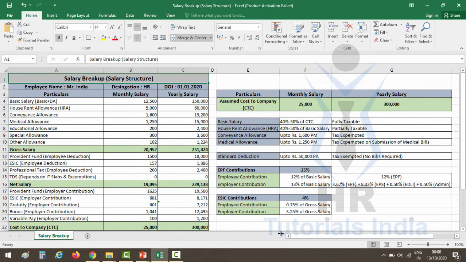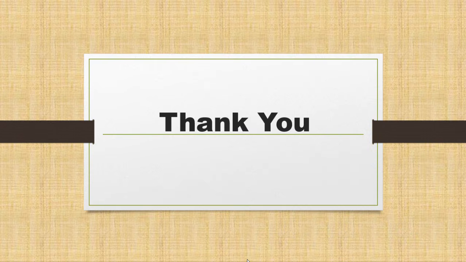So my dear friends, hope you understood what is salary breakup and the different components of salary, and how to prepare a salary structure and how to calculate CTC, gross salary and net salary. Hope you understood the salary calculations starting from CTC, then gross salary, then net salary, and all the salary components like basic salary, HRA, allowances, PF contribution, ESI contribution, TDS, professional tax, gratuity, etc.